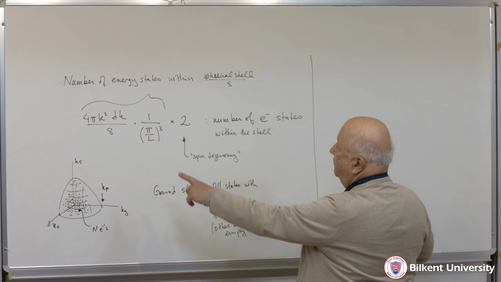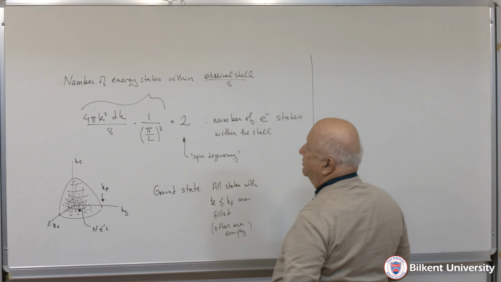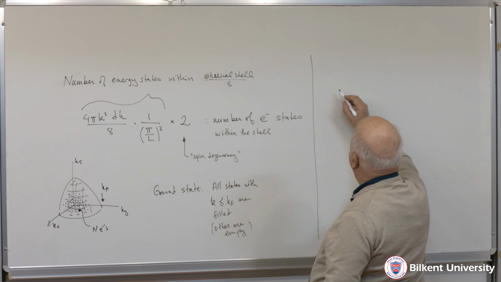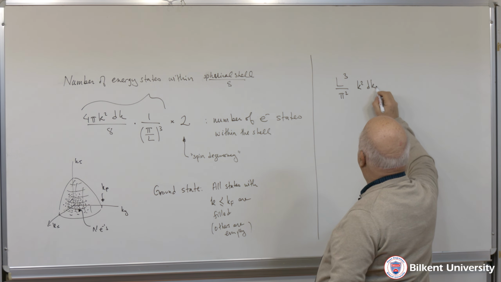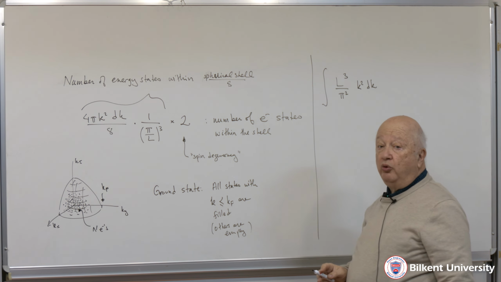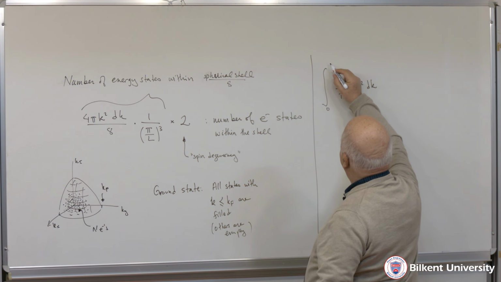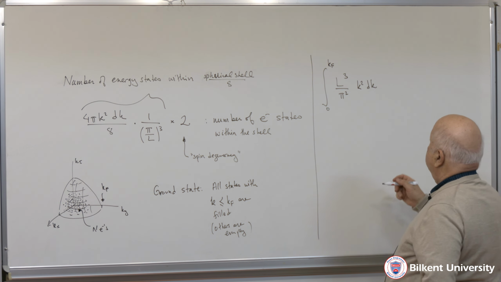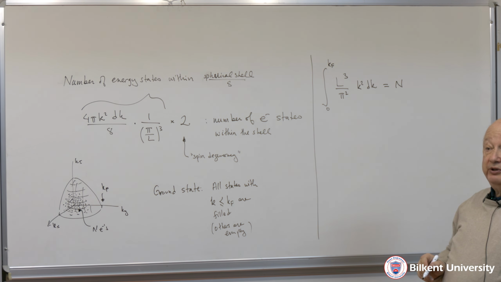Well, if I integrate this, let's see what this is. There's an 8 in the numerator, 8 in the denominator, so no numerical factors, but there is an L cubed in the numerator and a pi squared down below. And then I have k squared dk. So if I add all of these states in these shells from 0 to kF, I'm going to get a result that is going to be equal to the total number of particles that I have in the system.